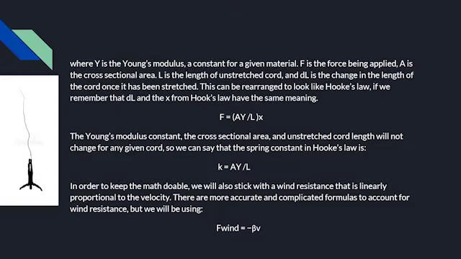In order to keep the math doable, we will also stick to wind resistance that is linearly proportional to the velocity. So the force of wind resistance equals negative beta times v. This v going downward is a positive value.